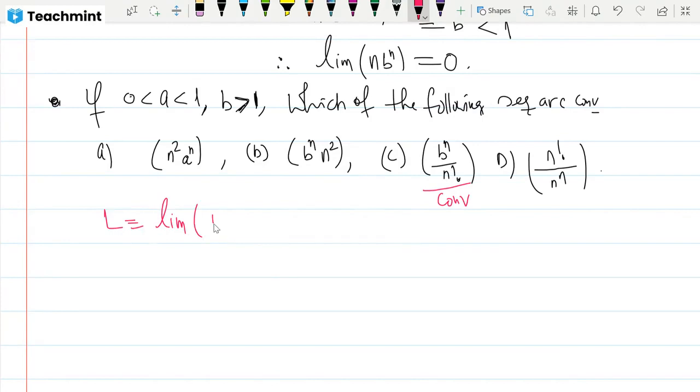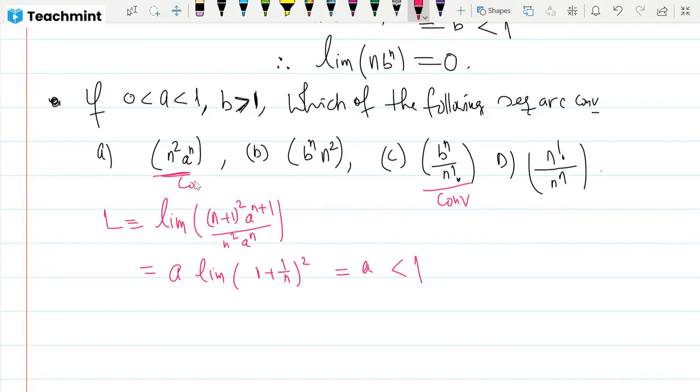Limit of (n plus 1) whole square a power (n plus 1) by n square into a power n. So this is a times limit of (n plus 1) whole square by n square, right? So this is (1 plus 1 by n) whole square. So this limit is 1. So this is a, and a is less than 1 as given. So therefore, this sequence is also convergent.